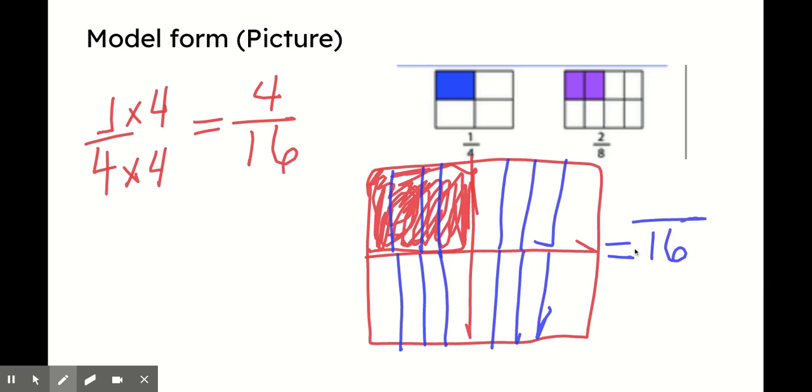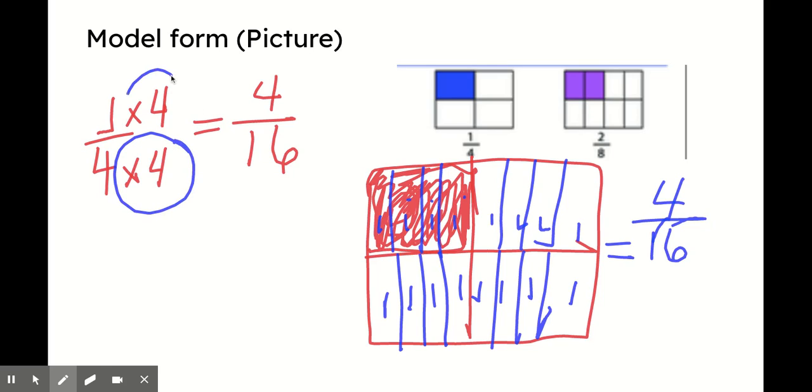That's my denominator: 1, 2, 3, 4, 5, 6, 7, 8, 9, 10, 11, 12, 13, 14, 15, 16. How many pieces are colored red still? I have 1, 2, 3, 4. That's what that looks like. So every time you multiply, this is how many times you're cutting it up. If I decided to multiply by 375, I would have to cut up each slice 375 times.